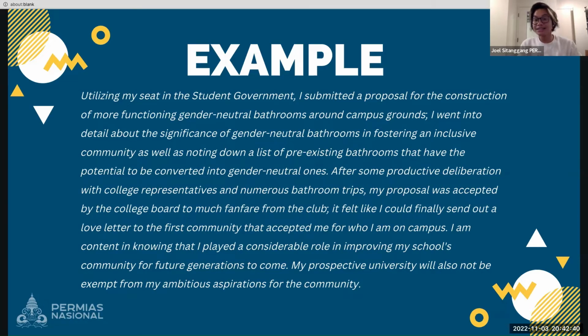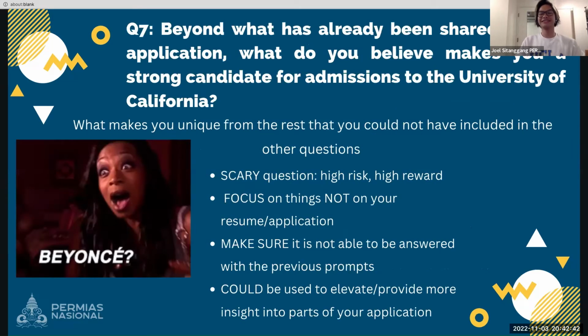All right, last question. So the last question kind of a crazy one. Beyond what has already been shared in your application, what do you believe makes you a strong candidate for admissions to the University of California? Or what makes you unique from the rest that you could not have included in other questions? Now, this is a scary question.